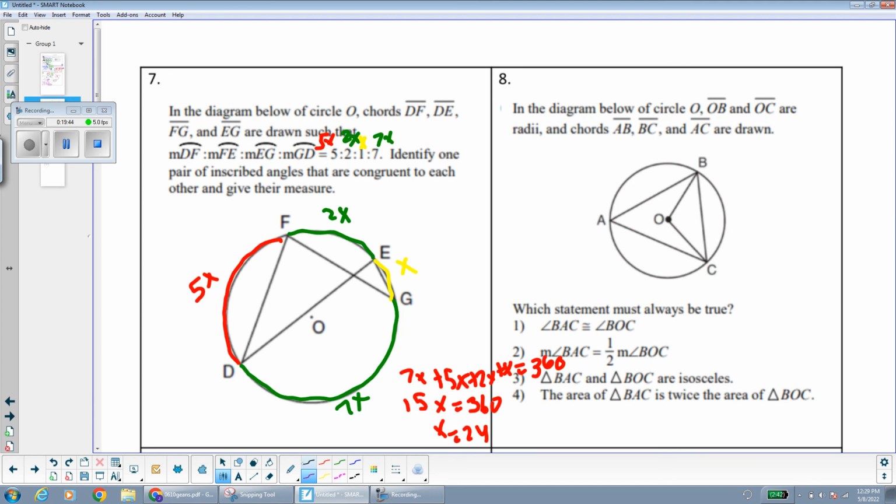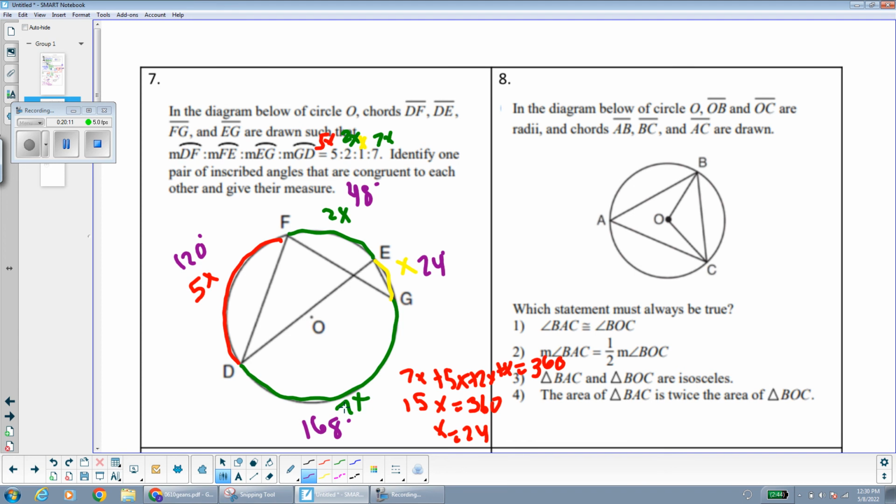Now I can just plug in to figure out what the arc measurements are. This arc over here, if I plug in, 24 times 5 is 120. 24 times 2 is 48 degrees. This is just 24 degrees over here. And 24 times 7 is 168 degrees.